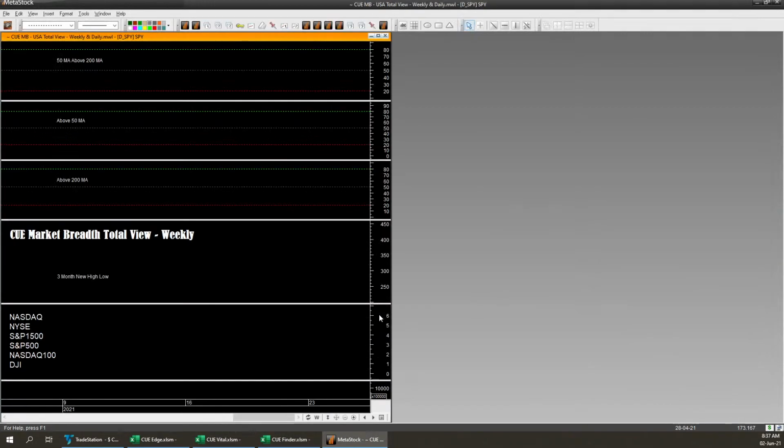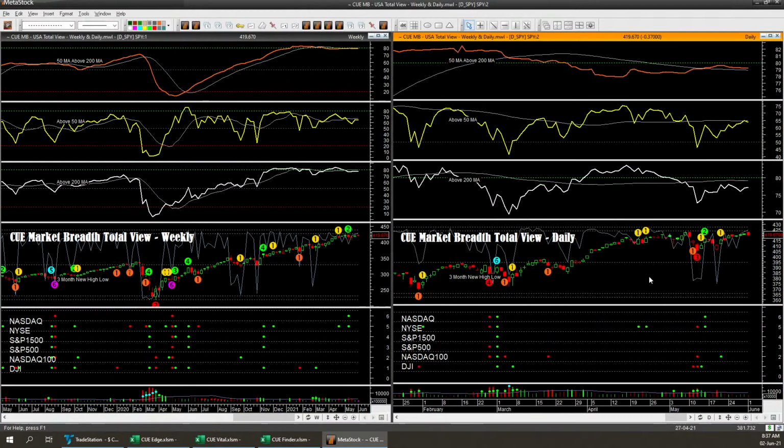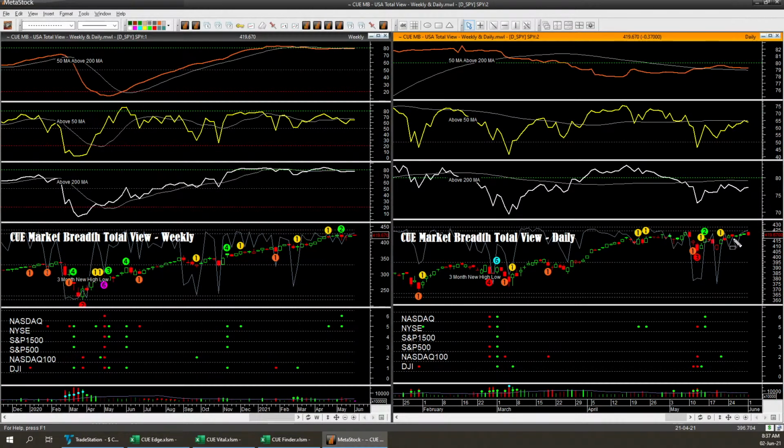Let's look at the USA total view. I was still looking for a distribution count at the right edge, not coming. That's why I'm still not thinking it will drop sharply and suddenly. Gradually going up.